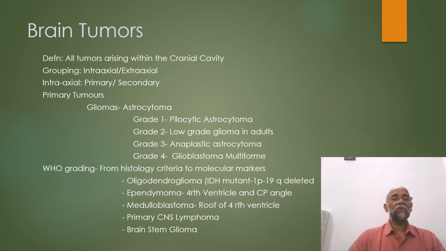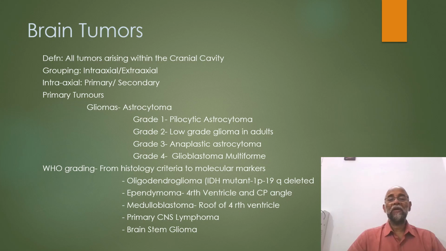The new WHO grading has upended the malignancy grading of tumors, and the emphasis has shifted from histology to molecular markers. Other glial tumors include oligodendrogliomas. By molecular markers, they are defined as IDH mutant and 1p19q deleted.